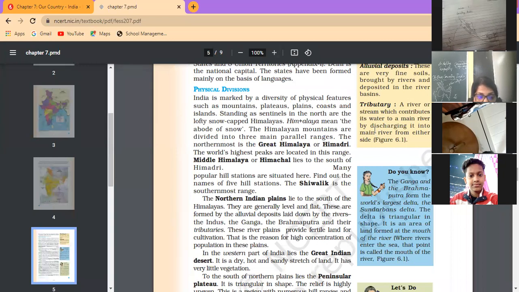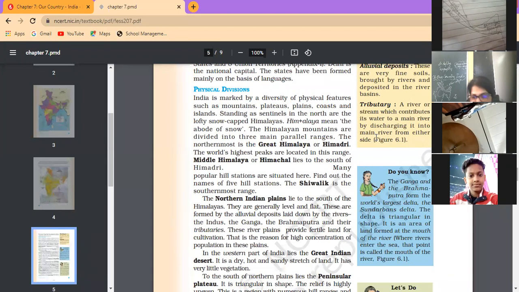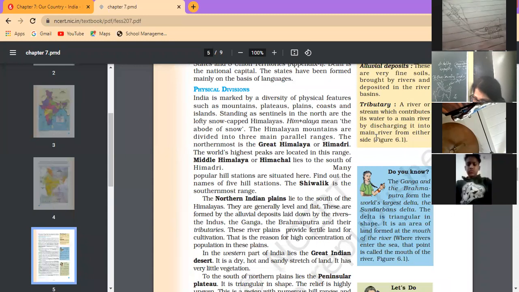Now tributary means a small river that joins the main river. That small river is known as a tributary. These tributaries contribute their water to the main river. And the place where a tributary joins the main river, or one river joins another river, is known as the river mouth. Fine. So this river plain is very fertile for cultivation.